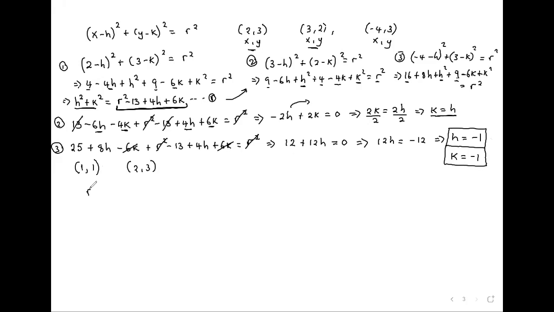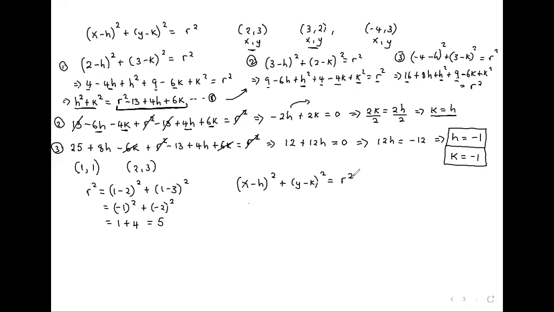So say r squared is then equal to 1 minus 2 squared plus 1 minus 3 squared. This is equal to negative 1 squared plus negative 2 squared, which is equal to 1 plus 4, which is equal to 5. So the equation is going to be x minus h squared plus y minus k squared is equal to r squared. Now we have x minus 1 squared plus y minus 1 squared is equal to positive 5. So this is the equation of the circle passing through the given 3 points.